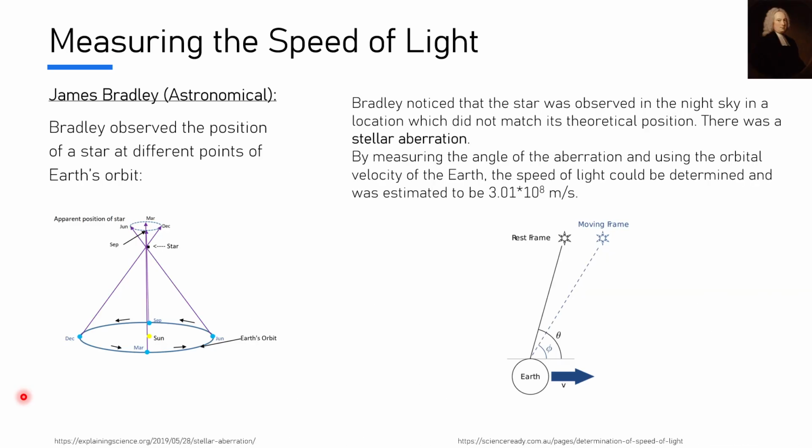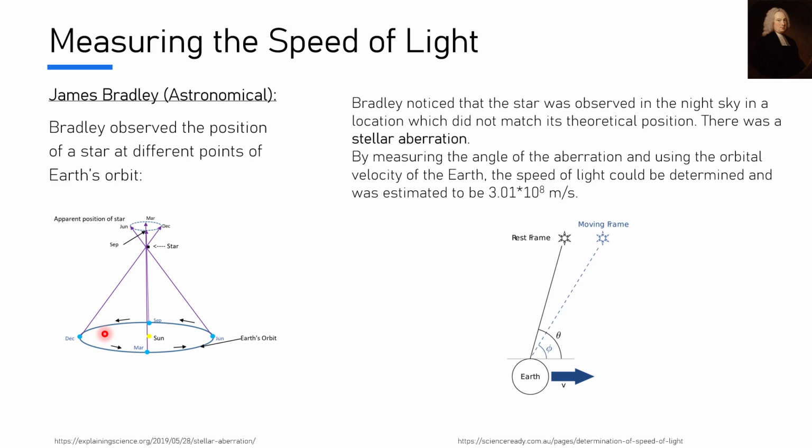A while later, James Bradley also used some astrophysics to attempt to measure the speed of light. He was looking at some stars and noticed that the stars' position changed. Essentially, they went around in little loops, depending on the position of the Earth in its orbital path. This phenomenon wasn't unknown, but a lot of Bradley's work was focused on getting really accurate measurements and being able to predict the positions of stars.